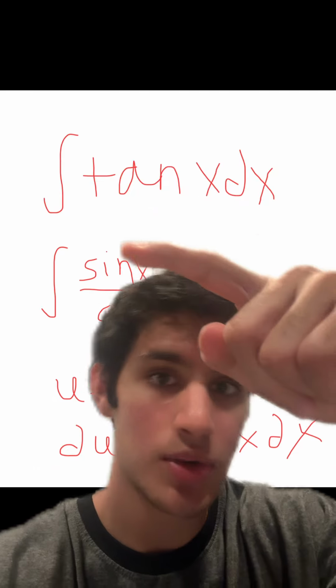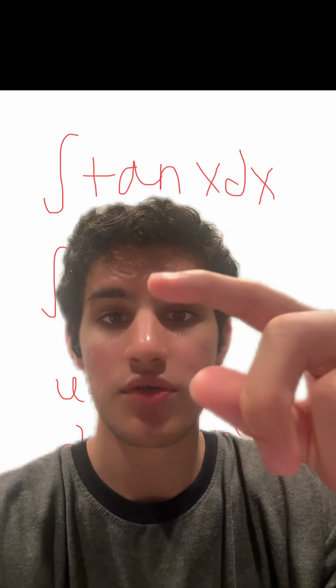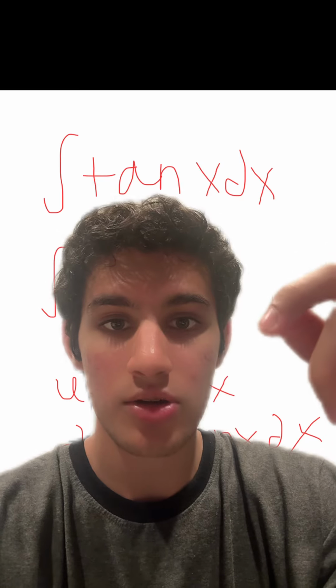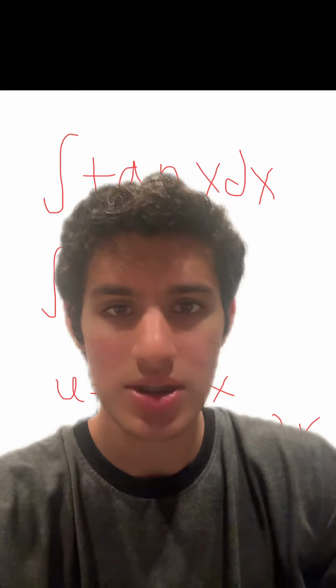We get sine of x divided by cosine of x dx, and over here you might notice that sine of x and cosine of x are related, and to make use of this relation we can use u substitution. So we're going to just say u is cosine of x. Pause the video, see if you can figure out what du will be.